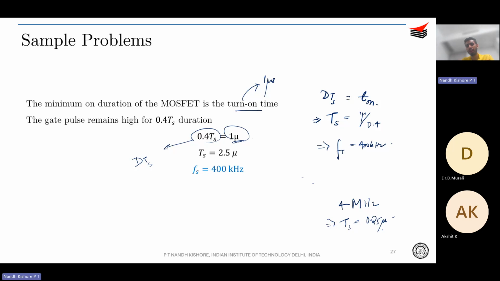So that is why your turn on period, DTS, will be restricted by the turn on transition duration, which is 1 microsecond over here.